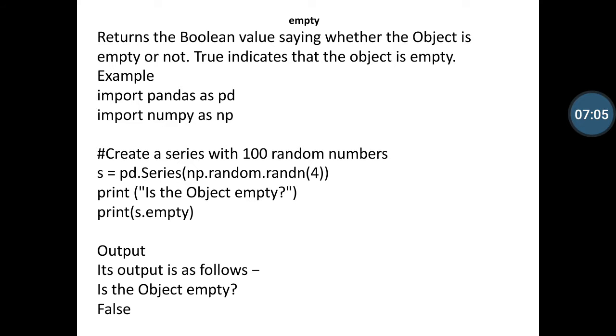Then the series option of the pandas library is defined as s is equal to pd.Series(np.random.randn(4)), with 4 as an argument, and the print statement is: is the object empty, then print s.empty. After execution, the output is false because you put the argument in the s variable. So your answer is false.